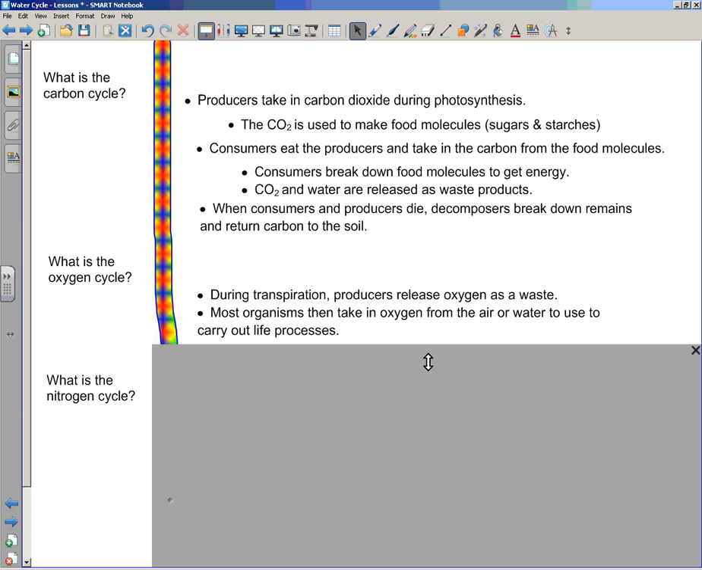And again, we learn from the carbon cycle, we then breathe out carbon dioxide, and we know that those producers need the carbon dioxide.